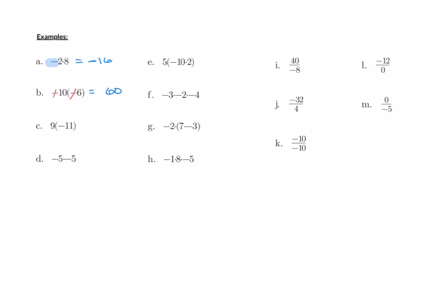Example C, if we multiply 9 times 11, we get 99. We have a single negative in our problem, so we keep it. Example D, we have -5 times -5. 5 times 5 is 25. My two negatives cancel, leaving me with positive 25.